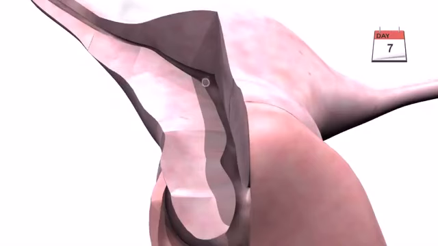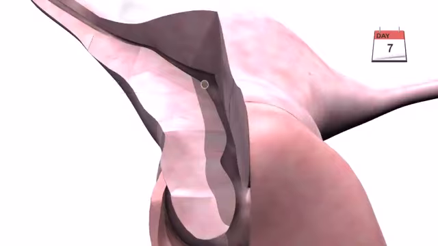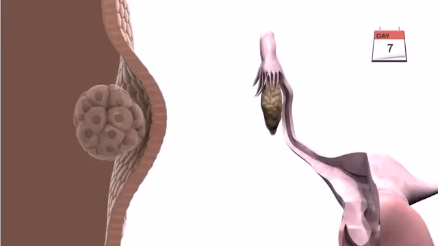Initially, the blastocyst attaches loosely to the endometrial wall, but this attachment becomes stronger as the blastocyst burrows into the endometrium, and the endometrium becomes increasingly vascularized. Eventually, the blastocyst is completely embedded within the endometrium, at which point the endometrium becomes known as the decidua.